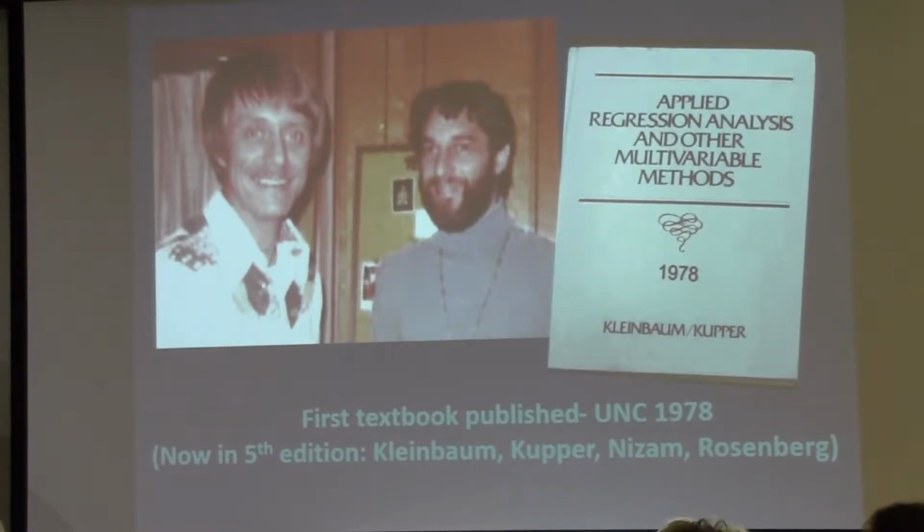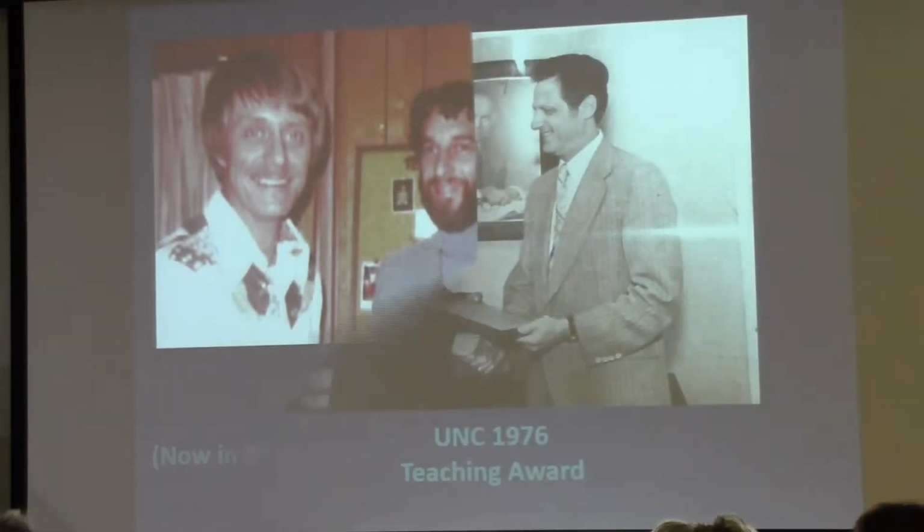And this is the first of my textbooks called Applied Regression Analysis, which was published in 1978. And now it's in the 5th edition. It's got 4 authors, and the last of the authors on this list is Eli Rosenberg. Where are you, Eli? There he is, right here. Eli took this on and really did a great job. So it's now in the 5th edition. So there you go. That's the first book.